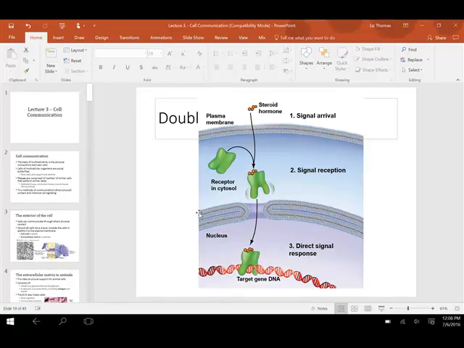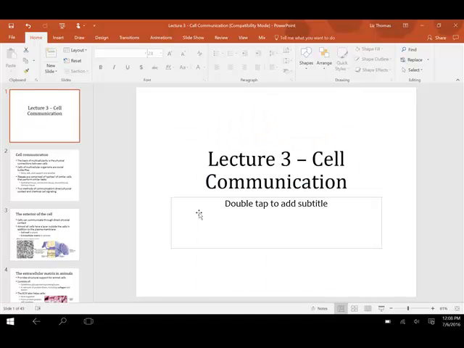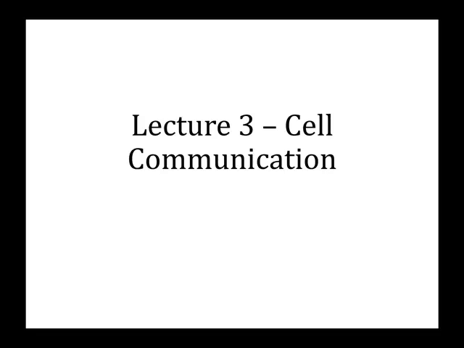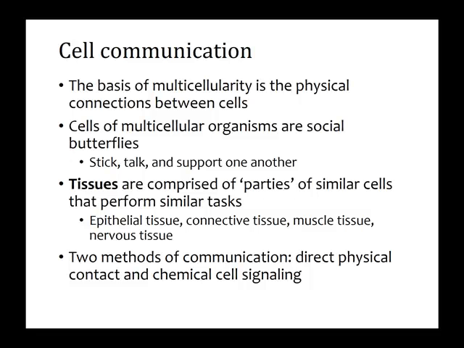Alright guys, let's take a look at Lecture 3, Cell Communication. So now we're going to start bringing together all of the parts of the cell that we've learned about, and we're going to talk about how cells use those parts to talk to each other. So you are a collection of about 10 trillion or so cells, and what makes you you is the communication between these cells. So the basis of being multicellular is this communication.